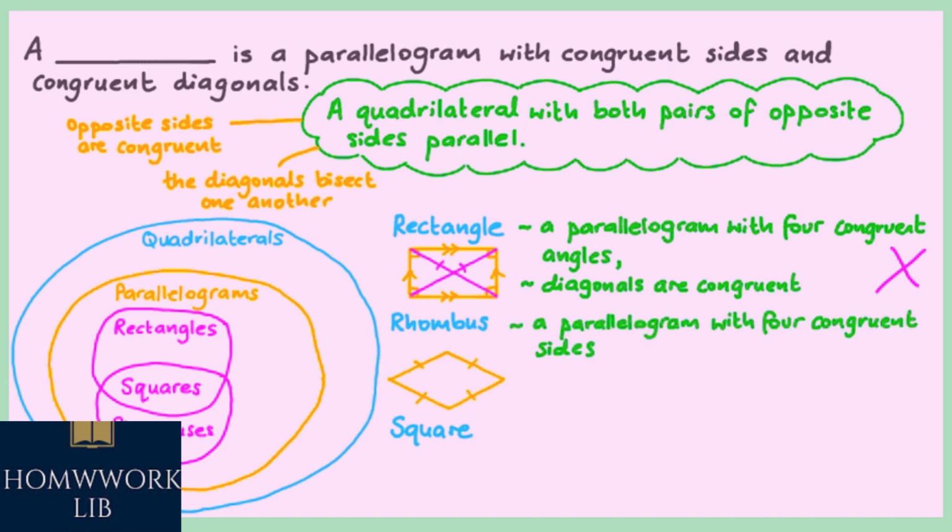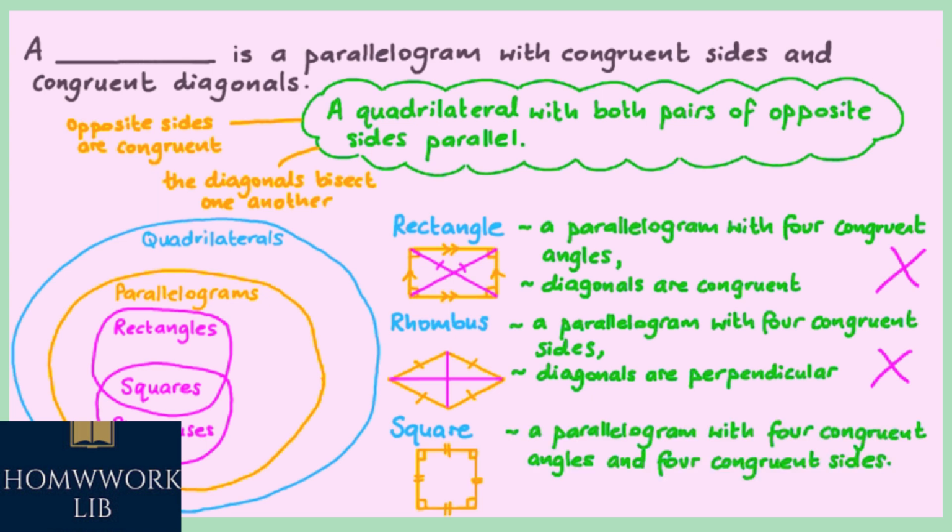Next, let's recall that a rhombus is a parallelogram with four congruent sides. This is one of the properties that we are looking for. However, we can notice even just by eye that the diagonals in this rhombus on the screen would not be congruent. The only properties for the diagonals of a rhombus that we can say for sure is that they are perpendicular and they bisect opposite pairs of angles. So we can also rule out the rhombus as the answer for this question.